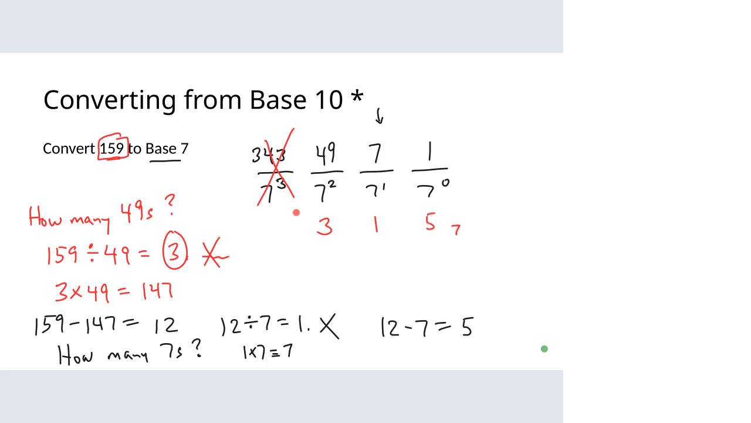So 159, when converted to base 7, is 315. And remember, what we're saying there is that 1 100, 5 10s, and 9 1s has the same value as 3 49s, 1 7, and 5 1s.